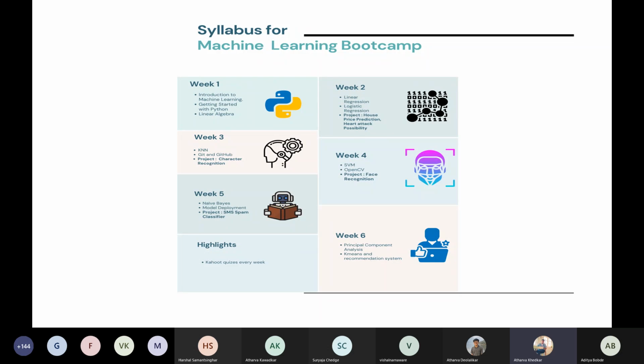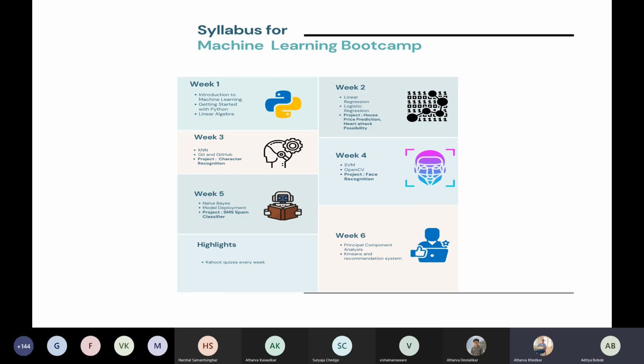In the second week, you will be covering some algorithms, that is linear regression and logistic regression, and what these algorithms mean would be covered in this session in some time. So stay tuned. Along with these concepts, you would be building some projects, because we focus on project-based learning. So you will do the house price prediction project and the heart attack possibility project. Moving on to week 3, you would be learning what KNN is, and Git and GitHub.